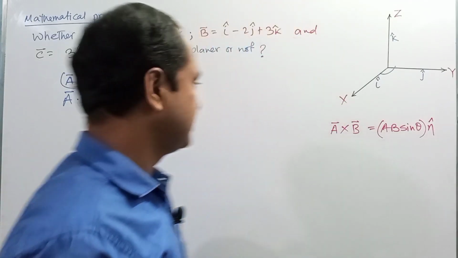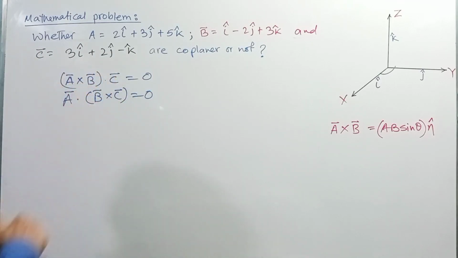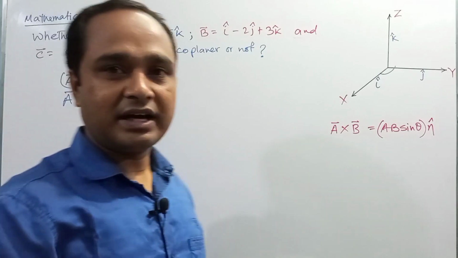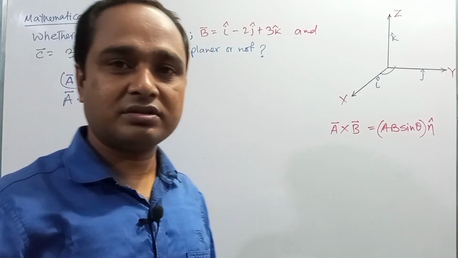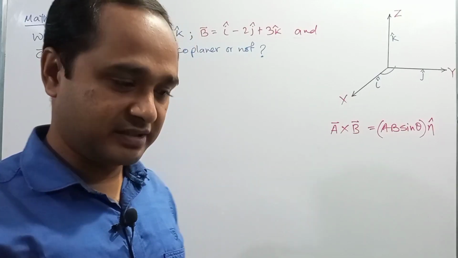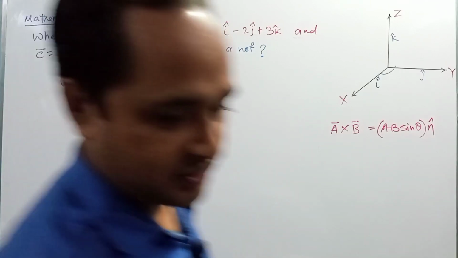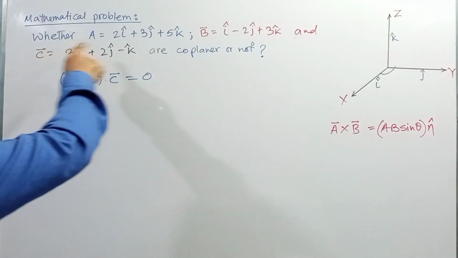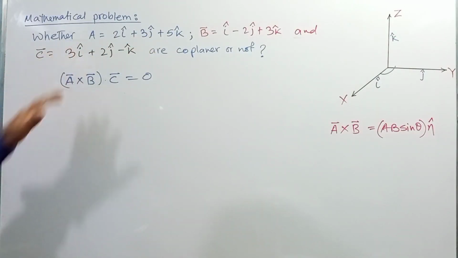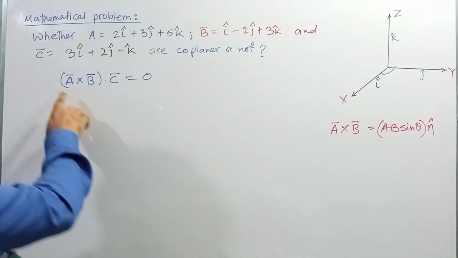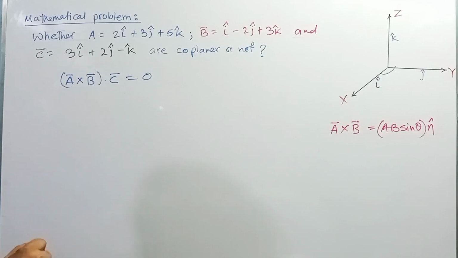So now we have to find the value of this expression. If the value of this expression becomes 0, then we can say that these three vectors are coplanar. Or if the result of this expression is not 0, then they are not coplanar, right? Actually, this expression gives the volume of the parallelepiped whose three sides are indicated by A, B and C. So if the volume is 0, then these three vectors lie on the same plane. So we have to determine first A cross B, then take its dot product with C.